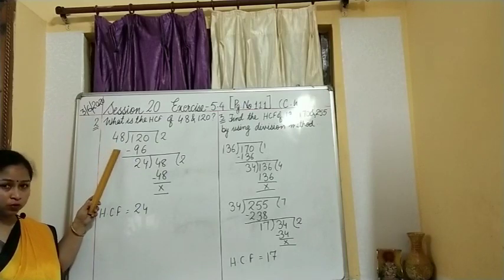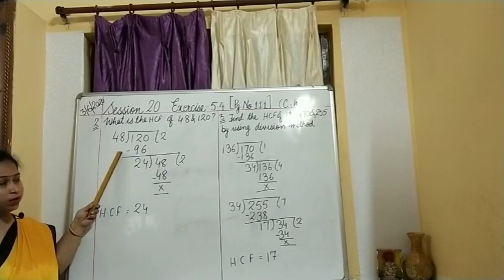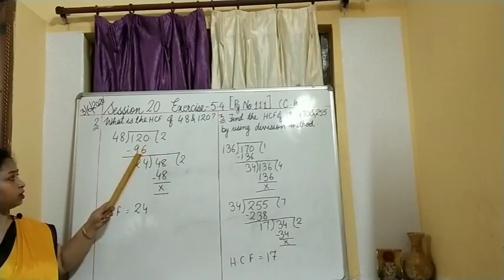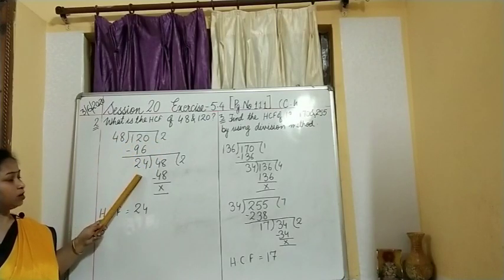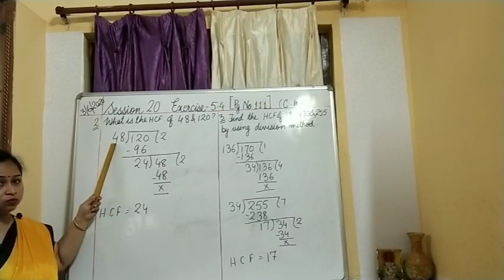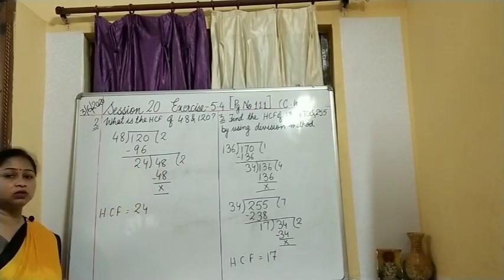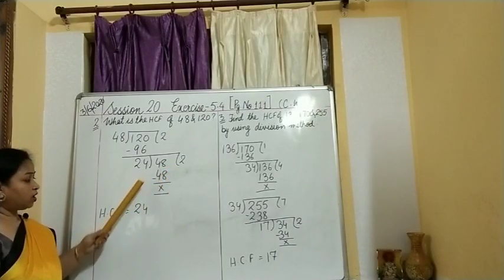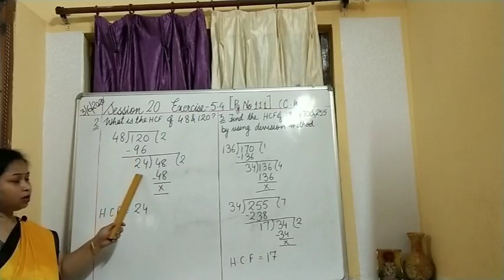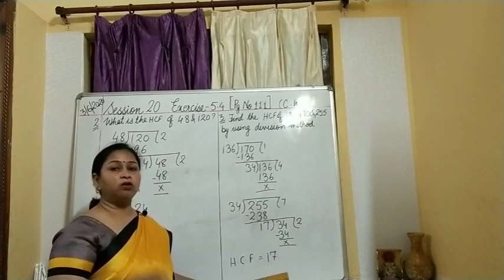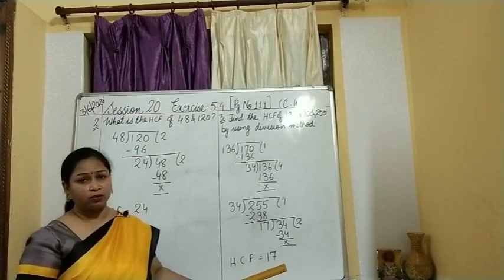48 is smaller than 120, so this becomes the divisor, and 120 becomes the dividend. Divide it: 48 2s are 96. Subtract this, you will get 24. Then this remainder changes to divisor. 48, the divisor in the first case, changes to dividend in the second case. 24 2s are 48. Over. So what have you got? The last one is 24. This is the HCF. Simple. Okay.